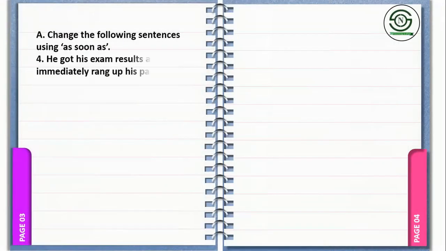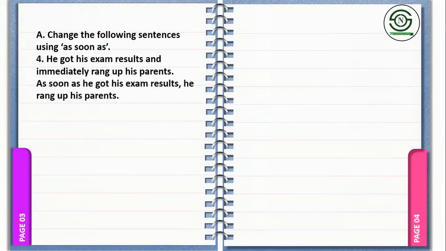Number 4, he got his exam results and immediately rang up his parents. So remove and immediately, put a comma, copy other things. He got married again immediately after his wife's death. This is a bit confusing, okay? He got married again immediately after his wife's death.